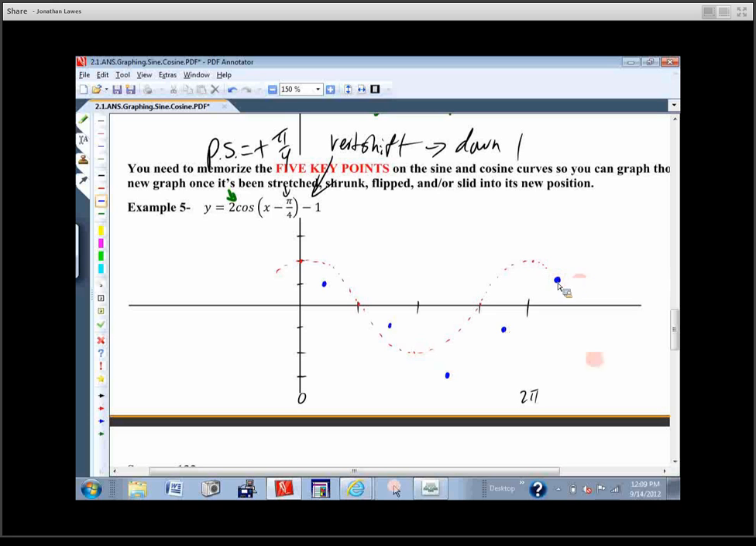Now, take a good look at those blue dots I've got up there. Do they look like a cosine graph? Do they look like a sinusoidal function? Hopefully. Okay, let's go ahead and sketch what this would look like. It's going to look something like this and this. That's crappy. We're going to have to do that again.